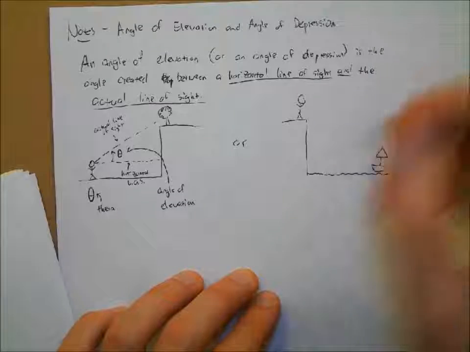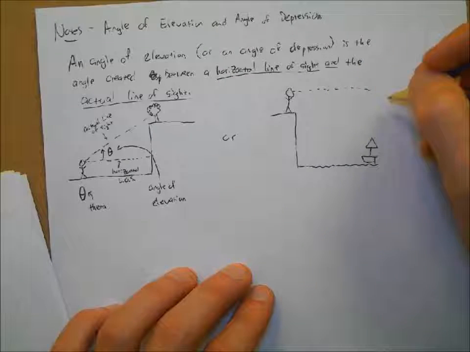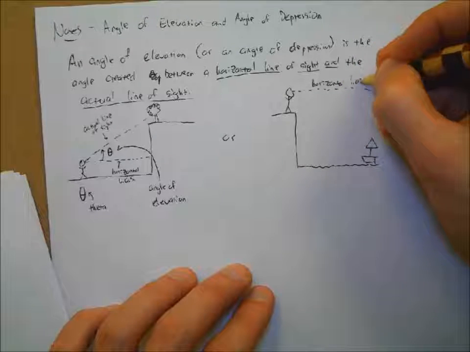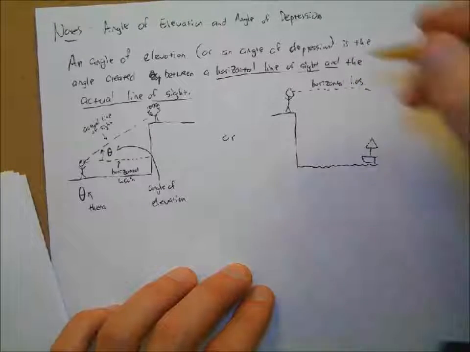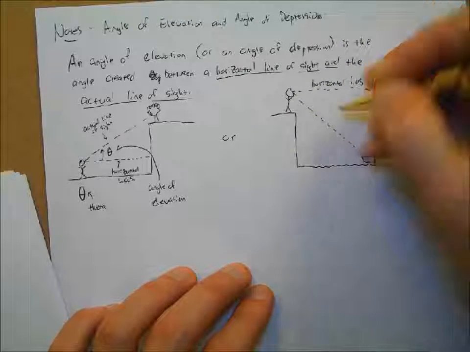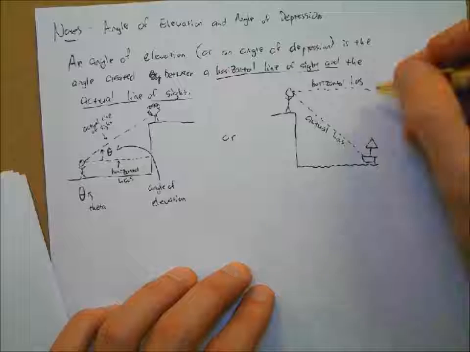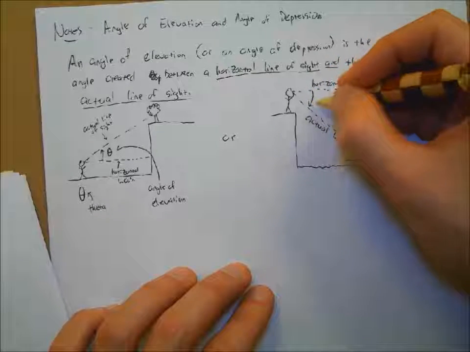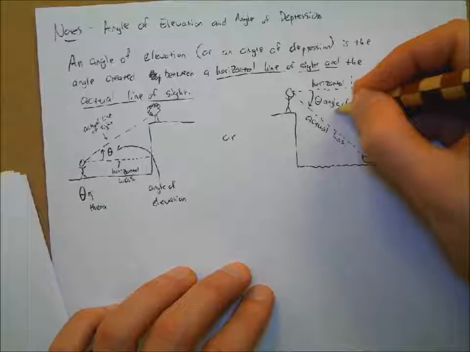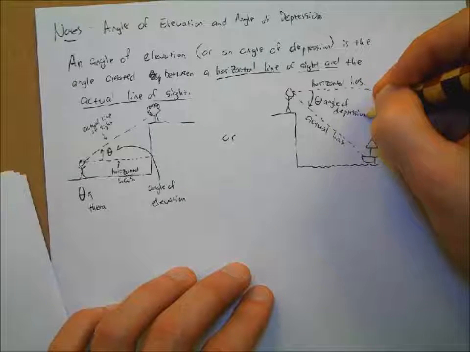So our observer here, the horizontal would be, again, the horizontal from their observation, and they're going to look down towards that boat. And again, this angle from the horizontal down to the actual line of sight, theta, that is the angle of depression.